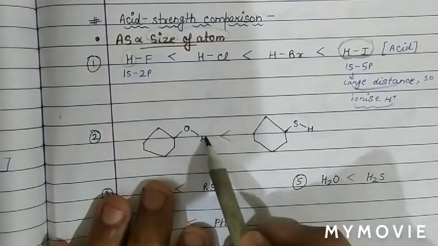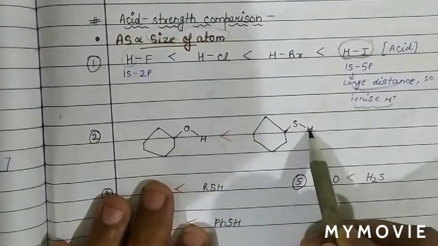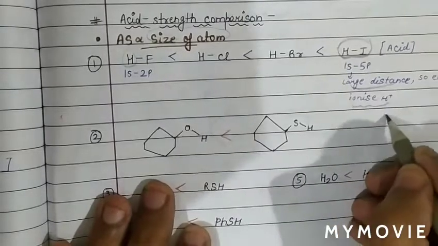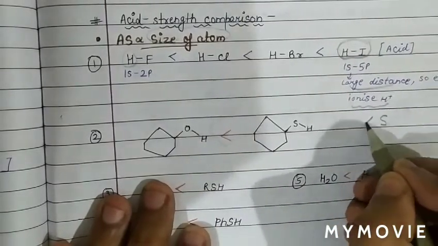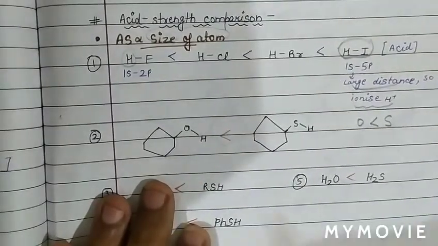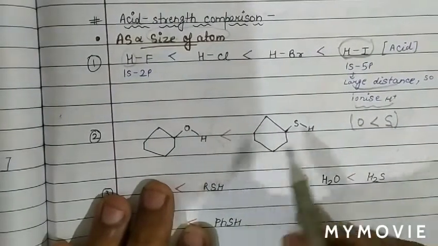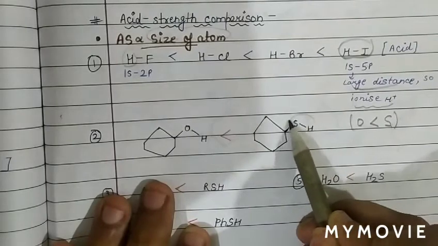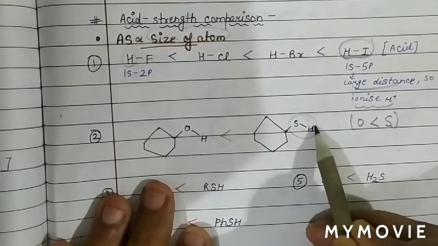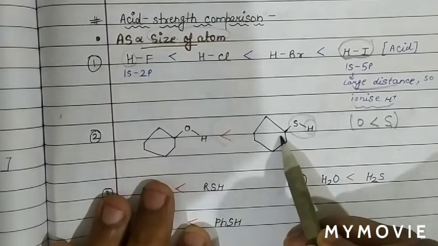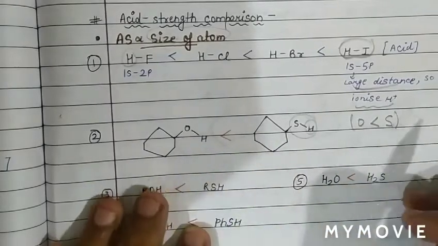See, the hydrogen is attached to oxygen in one and to sulfur in the other, and we know the size of sulfur is more with respect to oxygen. Therefore the acidic nature is more in SH because the tendency to lose H plus ion is more, hence it is a stronger acid as compared to this.